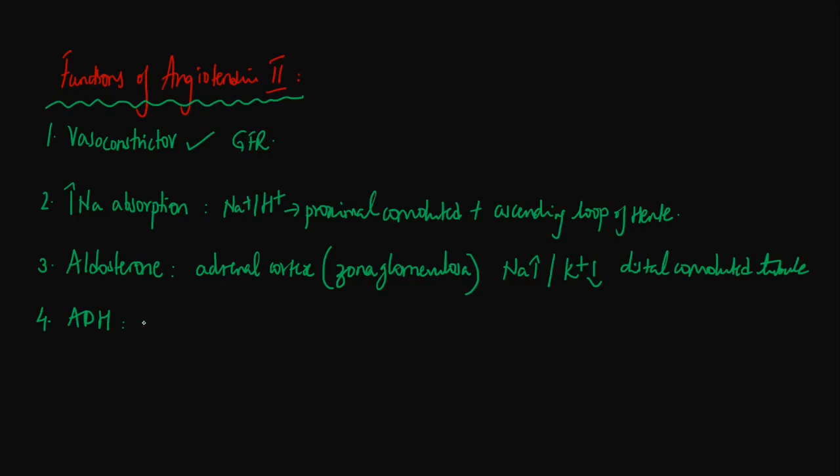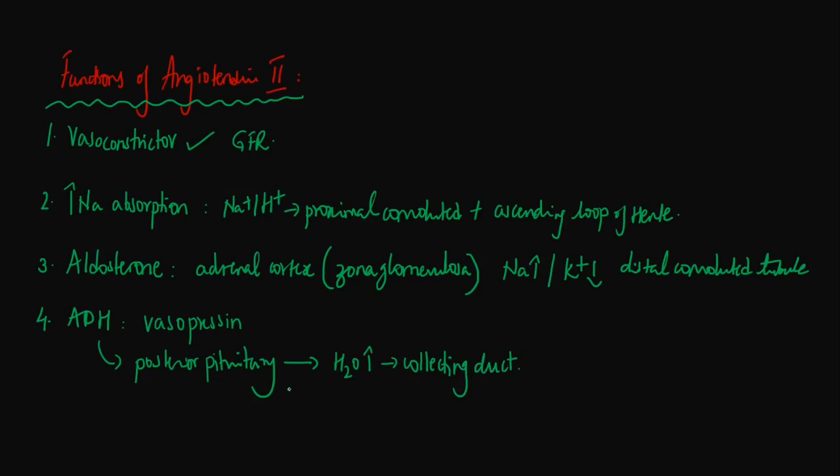It also releases a hormone known as ADH, antidiuretic hormone. Another name for it is vasopressin. It's released from the posterior pituitary, and it causes absorption of water from the collecting ducts of the nephron via aquaporin channels. Another function of antidiuretic hormone is it serves as a vasopressor, causes vasoconstriction.